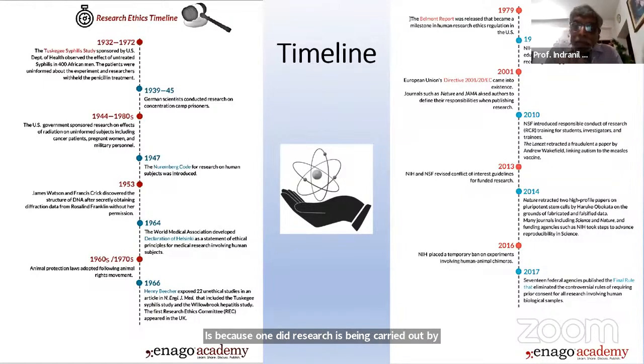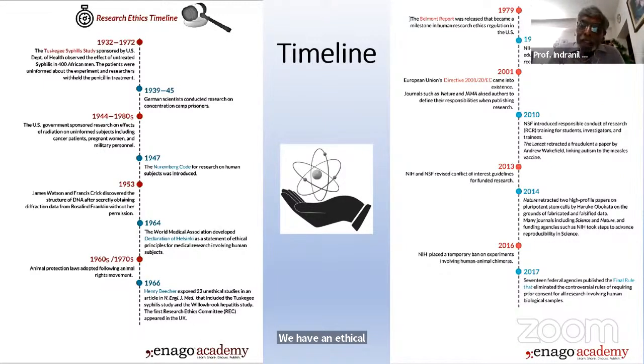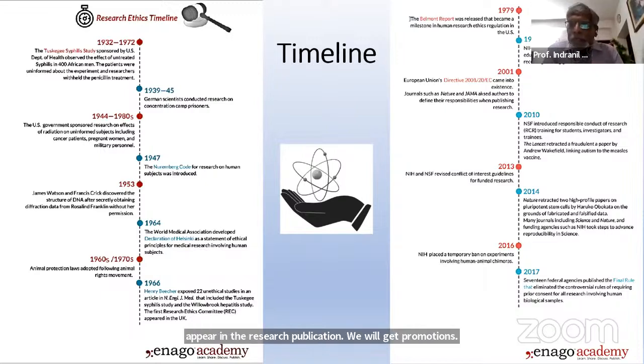We have an ethical responsibility, not only in the research domain, but also towards the general public, the taxpayers who are funding our research. You see, our names will appear in the research publication. We will get promotions, we will get accolades for this research. But whenever it is funded research, and even if you forget funded research, even if the university is providing you the basic facilities, all universities are also run on public money.